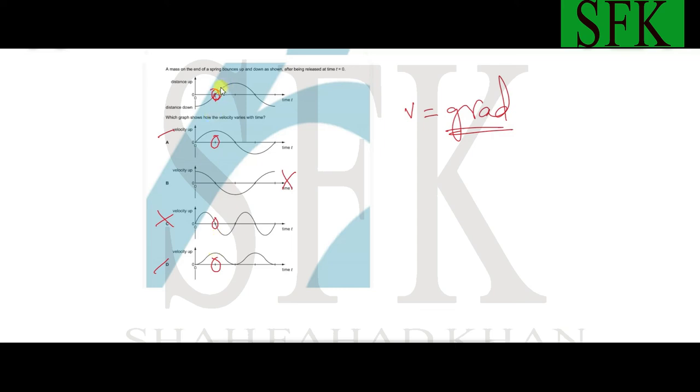Then as time increases, the gradient starts decreasing and becomes 0 again. In both graphs it's 0. Till the half of the cycle, A and D are going the same. But after the half cycle is finished, the gradient becomes negative and starts increasing in the negative. Only in graph A has the velocity gone below 0 and become negative. So A is our final answer.